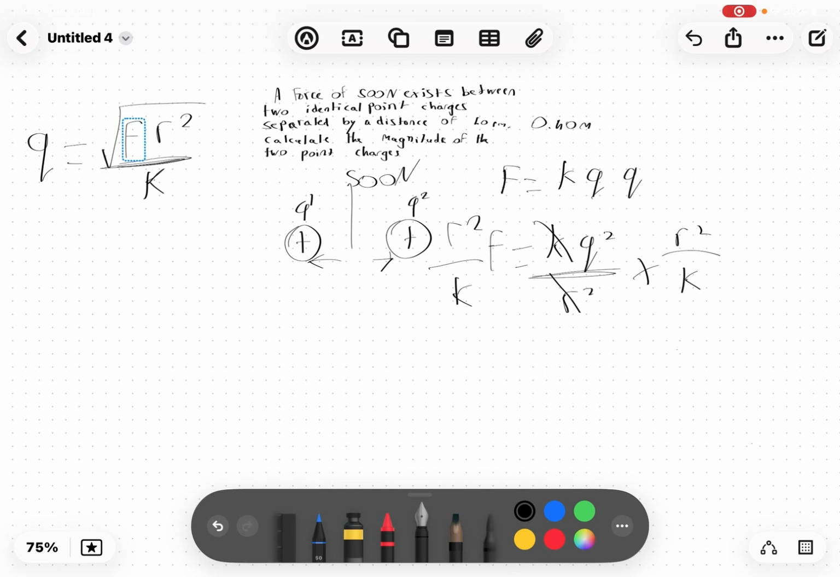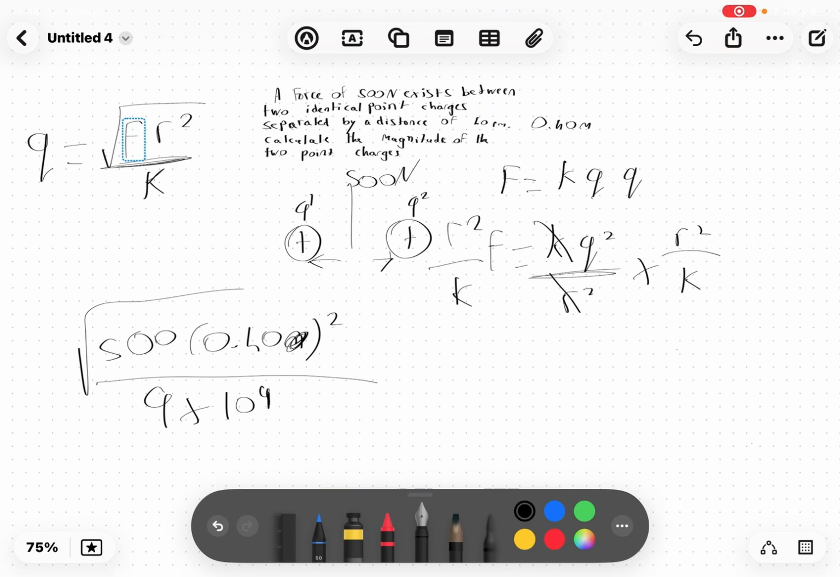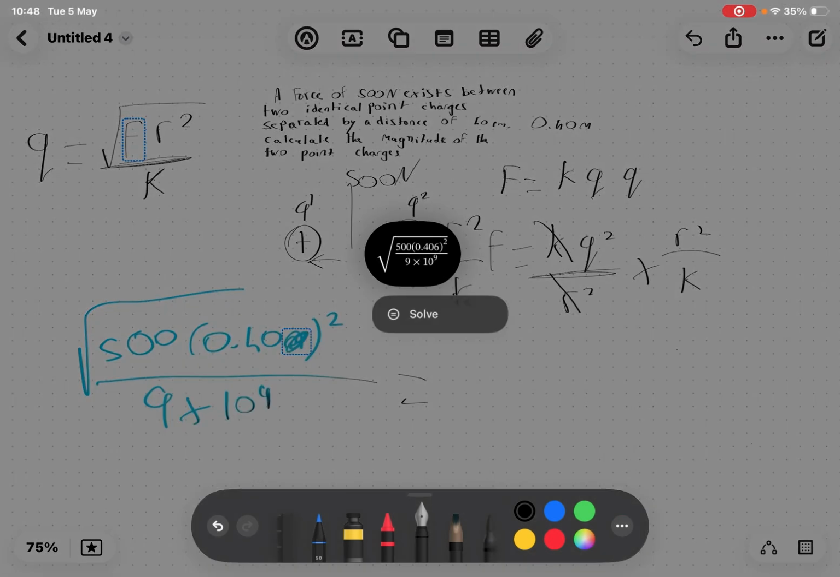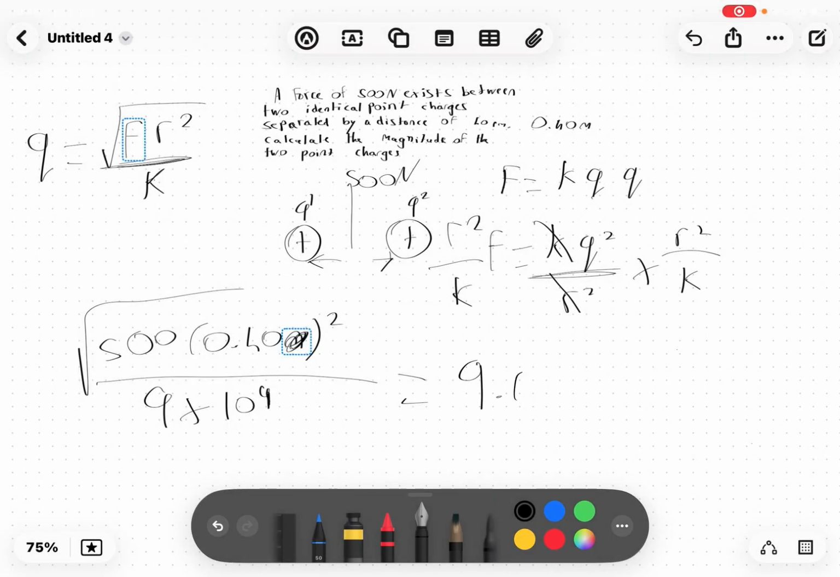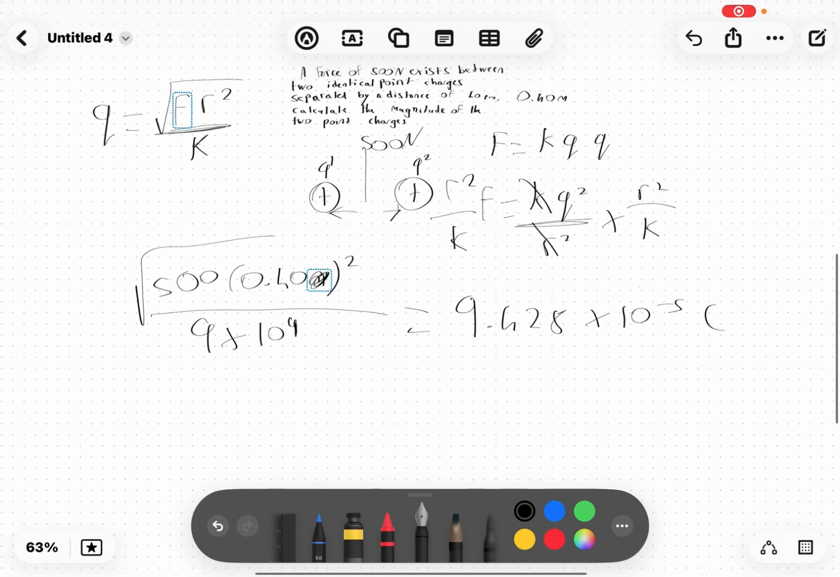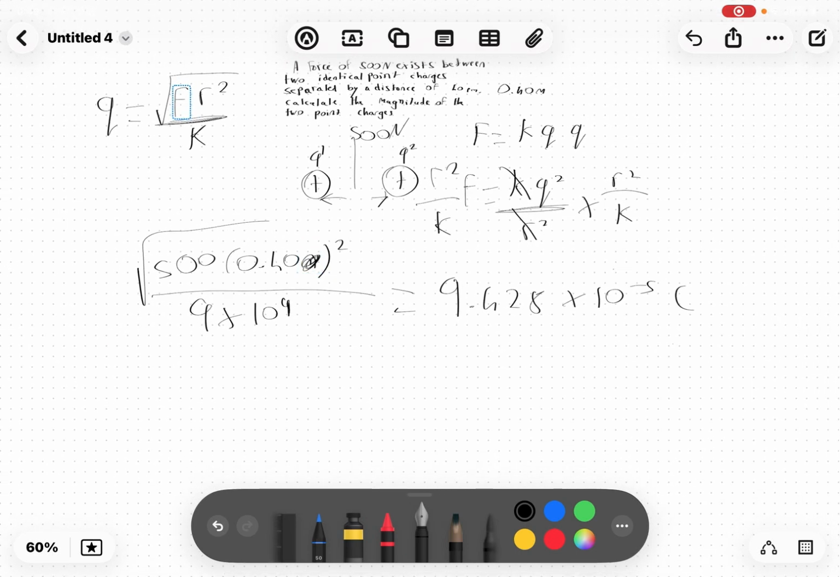After that, we just use the formula. We know everything. So square root of 500, then times it by the R, 0.40 meters, but squared. Don't forget it's squared. Divided by the K, which is 9 times 10 to the power 9. And that all equals 9.428 times 10 to the power minus 5 coulombs, because that's what the Qs are in. Sounds pretty logical, I guess.